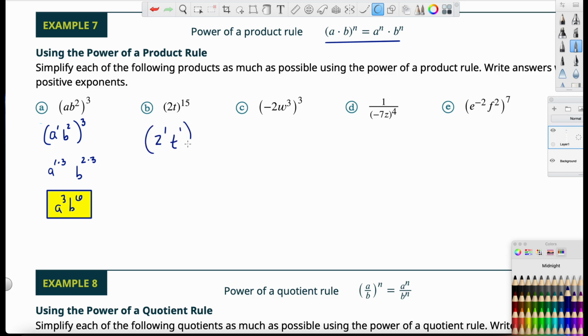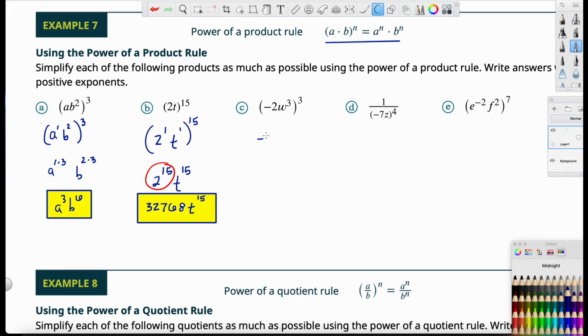And part B, don't forget that 2 has an exponent of 1, and we're going to distribute the 15 into both of those. And so we can use a calculator to find what 2 to the 15th is here, and it's 32,768 t to the 15th.